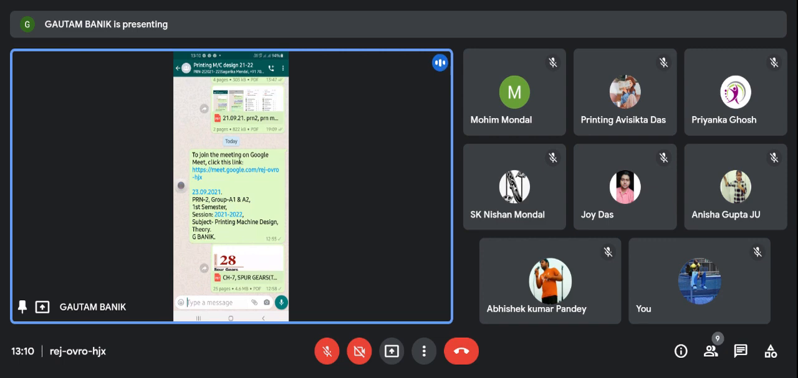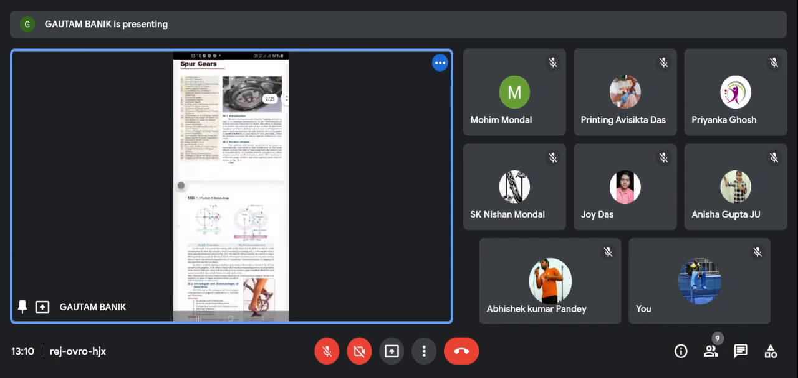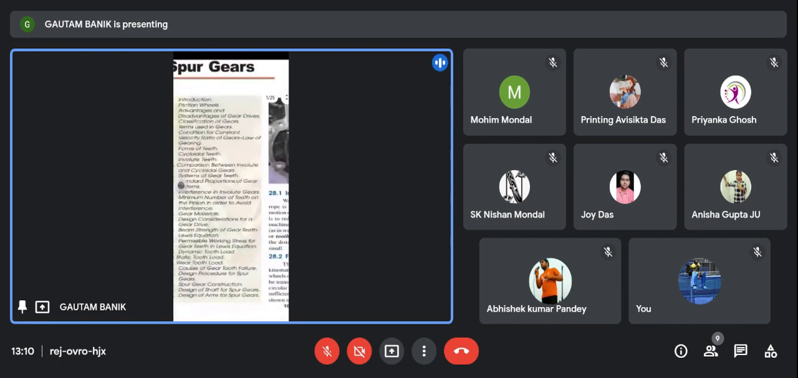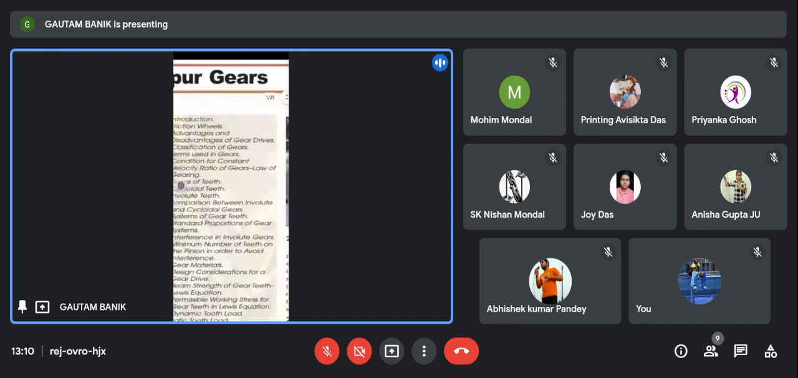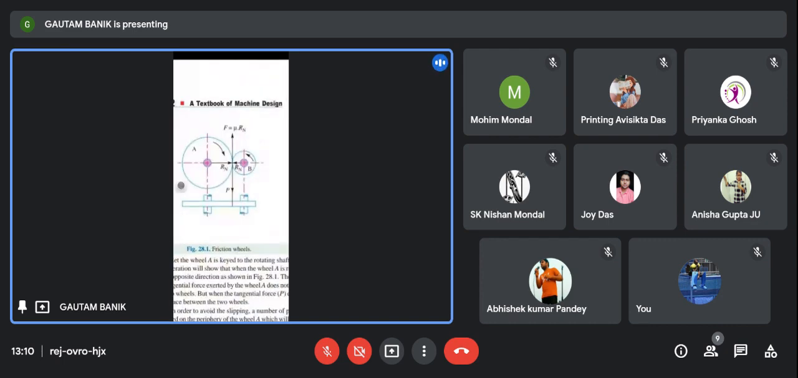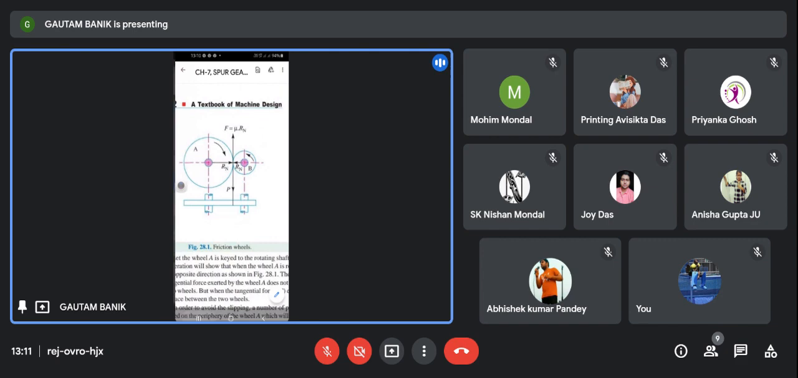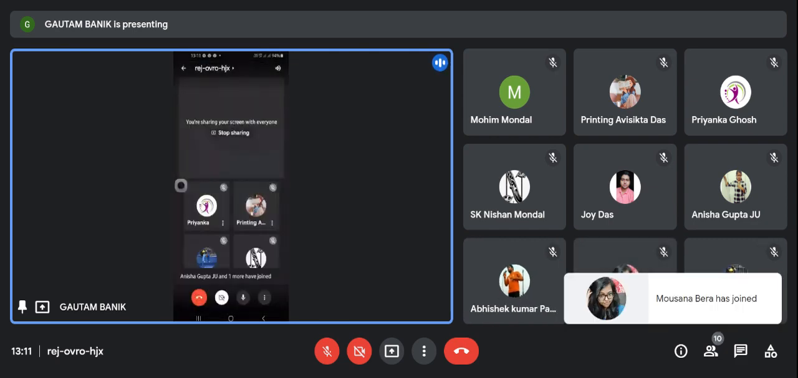So now the first point is the advantage. You see this PDF. There is a point given here, introduction to gear. A friction wheel is nothing but a plain wheel. This is the friction wheel. There is no teeth cutting. The disadvantage of this is that when slippage occurs, no power will be transferred from one shaft to another shaft.